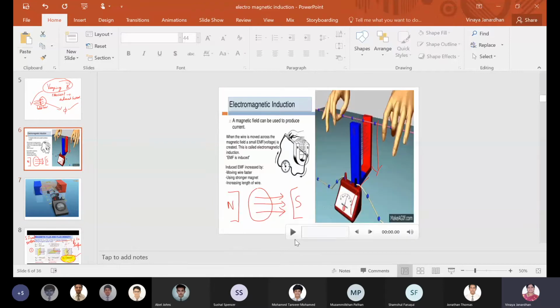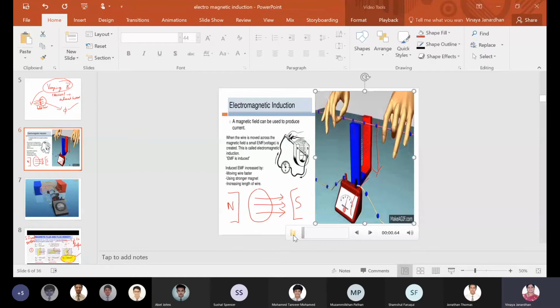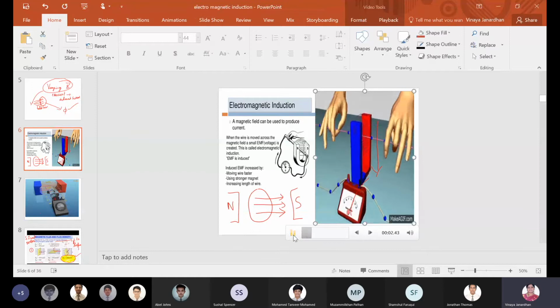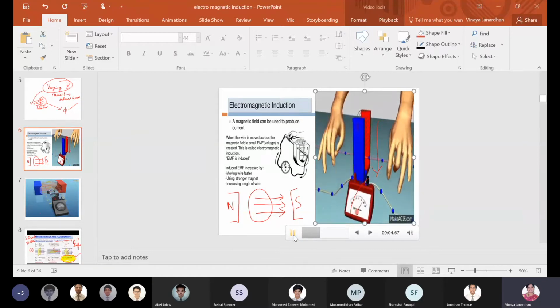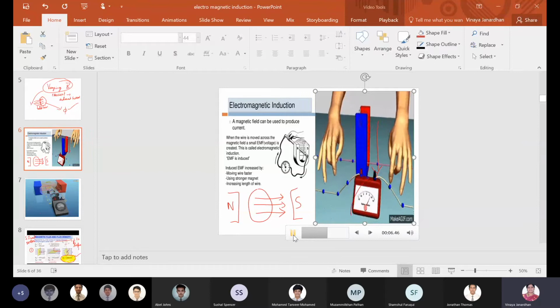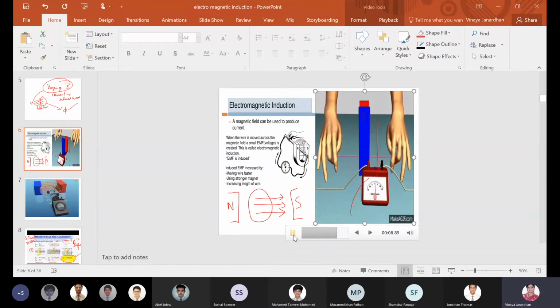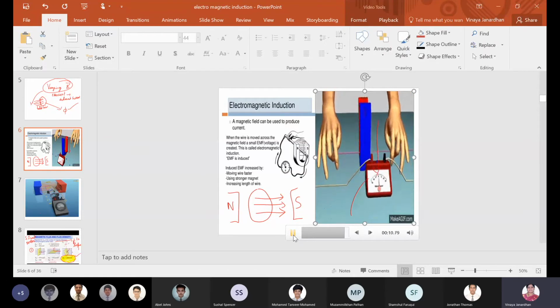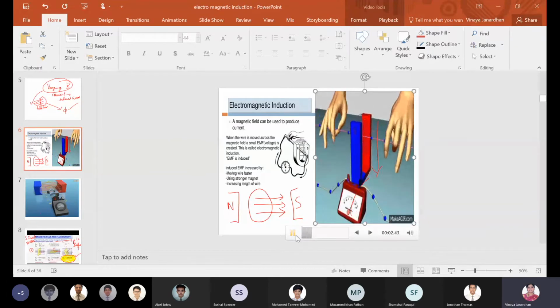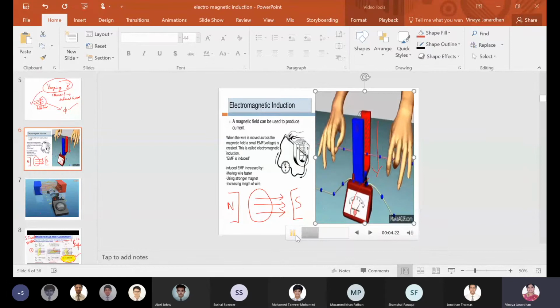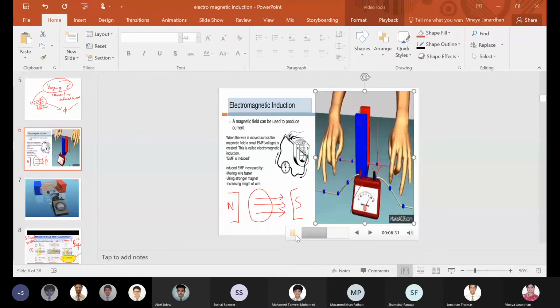You can see, when the straight wire is moving up and down, moving in the upward direction, your galvanometer is going to show a deflection. You can see when the current is flowing through the coil.